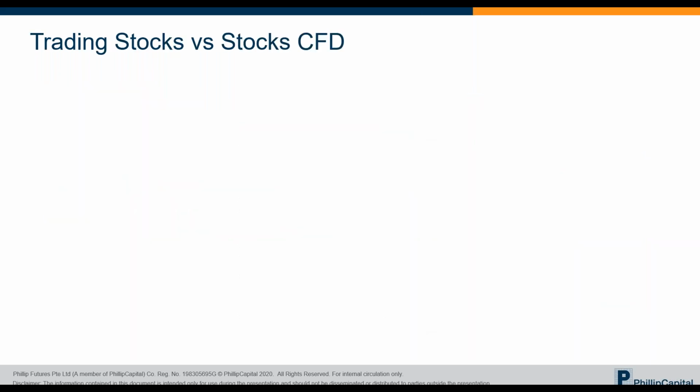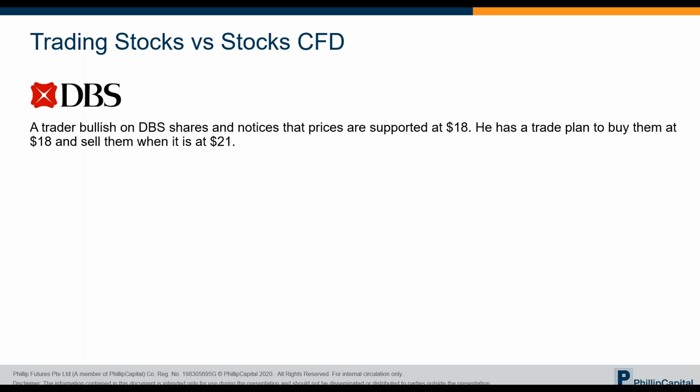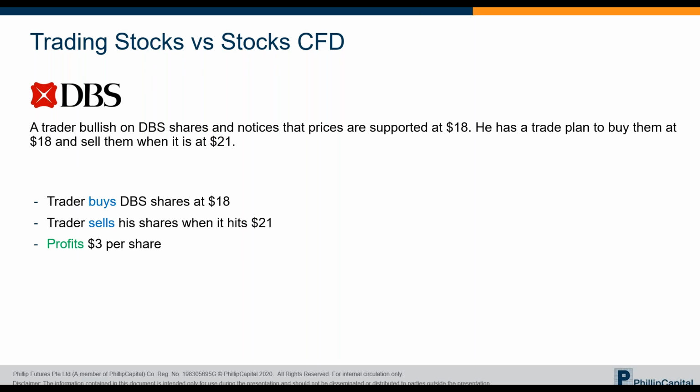Okay. So I think most people will also be more familiar with investing in shares compared to trading shares CFD. So there are actually more factors to take note of when you are trading shares CFD. So just an example here, if a trader is bullish on DBS shares and notices that the share prices do not usually fall below $18, so he has this trade plan to buy them at $18 and sell it when it reaches $21, profiting $3 for every share owned. So I think this example is a relatively straightforward case when you're trading shares.